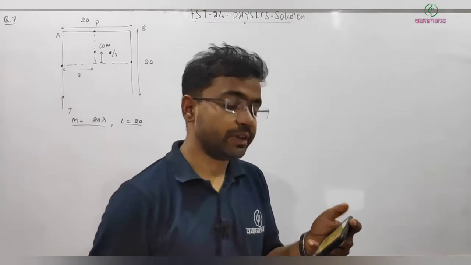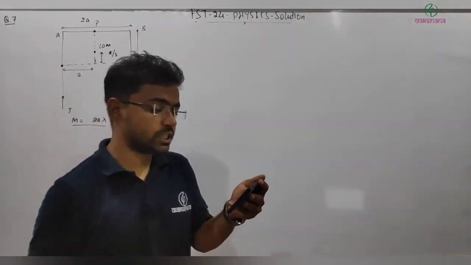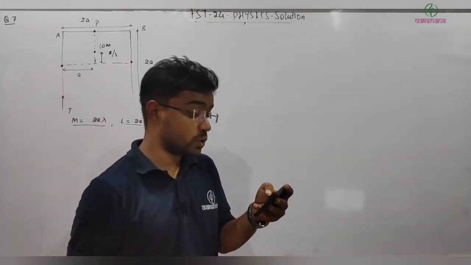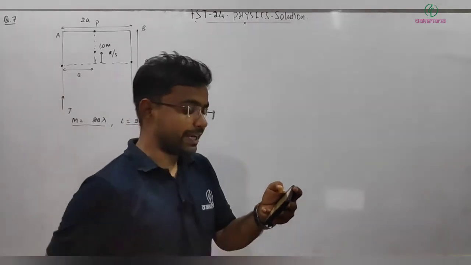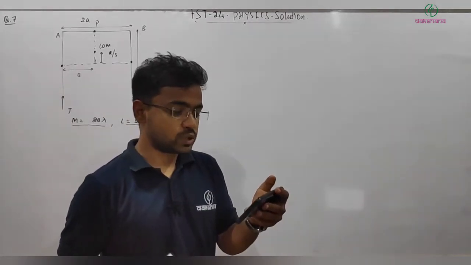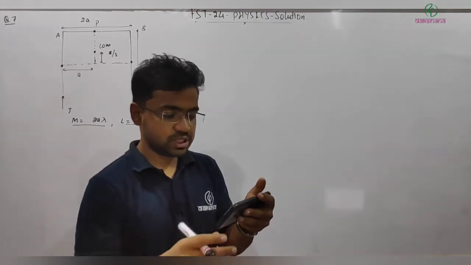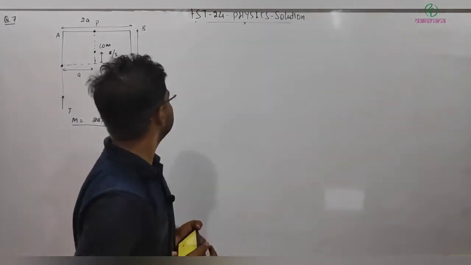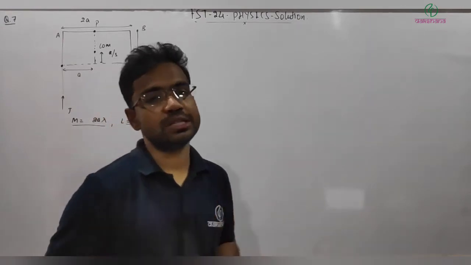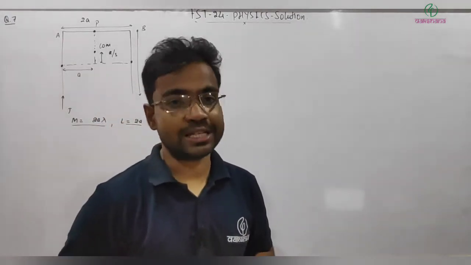Uniform wire frame of linear mass density lambda having 3 sides each of length 2a is kept on the smooth horizontal surface. An impulse j is applied at one end as shown in the figure. P is the midpoint of the line AB. Find the angular velocity of the system just after the impulse. The question is simple actually here, we just need to consider angular momentum conservation.